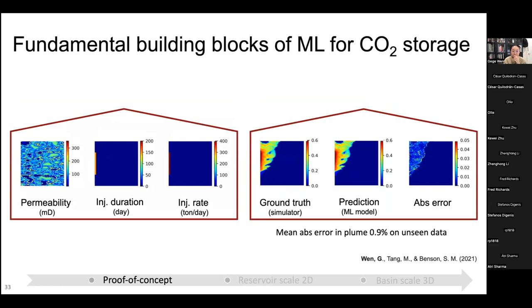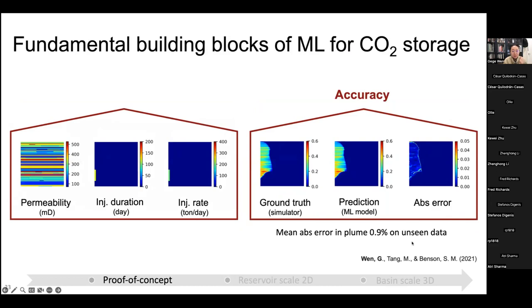From this figure, you can see the left three are the input. The fourth figure is the ground truth from the numerical simulator. The fifth figure is the prediction from the machine learning model. And the last figure is the absolute error. The prediction was really accurate. And the mean absolute error in the plume is 0.9% on seen data. So that was really encouraging.